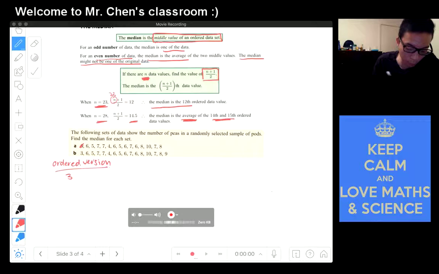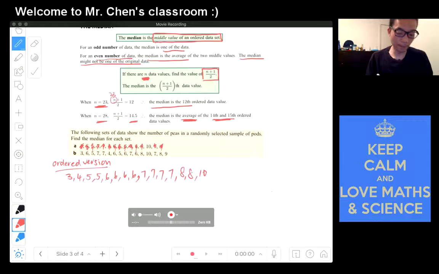So 3 is the smallest one. I will scratch it off, followed by 4, 1, 4, followed by 5, and then 5 again, and then after that is 6, then 6, and then 6, quite a few 6s, then another 6, and then after that I have 7, then another 7, and then another 7, and one more 7, followed by 2, 8, and then 1, 10.